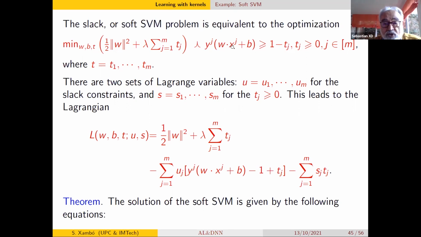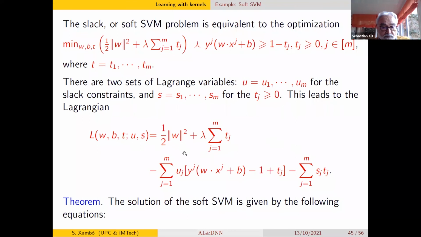the slack constraints, which are as for the hard support vector machine, but with the Tj having to be non-negative, and that's it. Okay. There are now two sets of Lagrange variables. They are used for this kind of constraints, and there will be S1 to Sm for these slack variables. Okay. This leads to this Lagrangian.